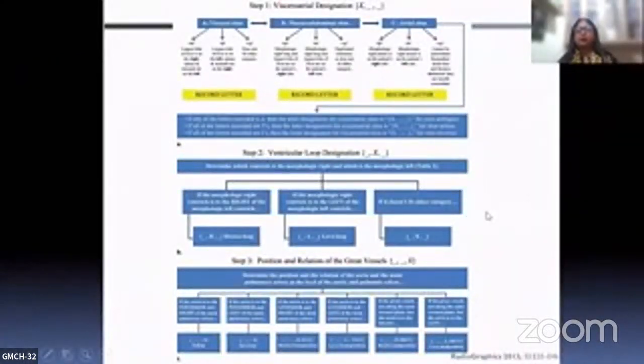So in the end, I would like to summarize that in a sequential and simplified approach, one should look at the cardiac anatomy: the visceroatrial situs, the bulboventricular loop, the great vessels, then look at the connections, and then look at the associated anomalies, and we will be able to see what kind of congenital heart disease is present.